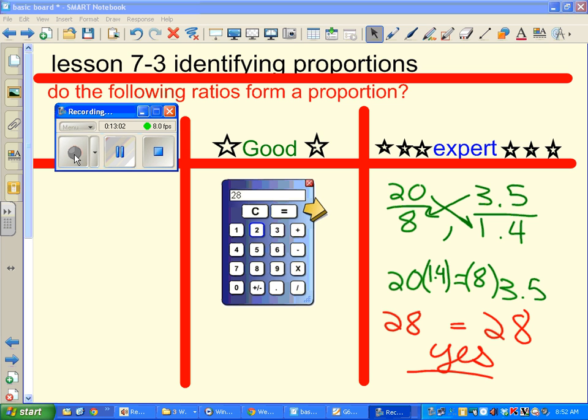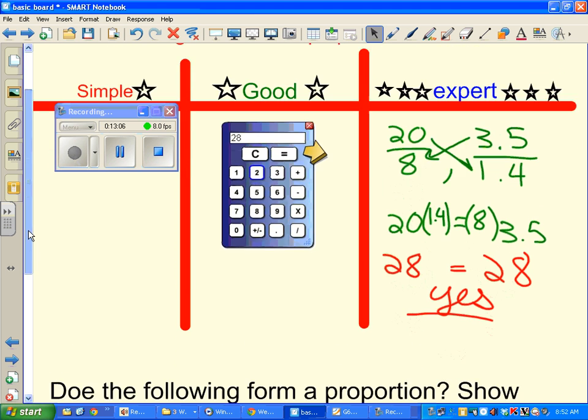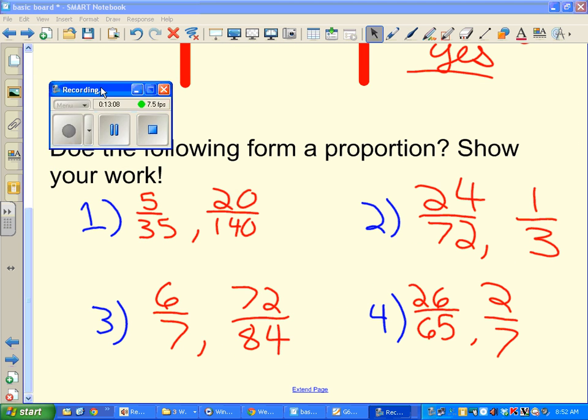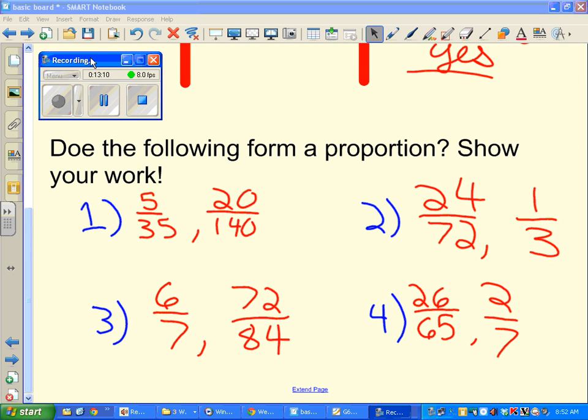Okay, and if you followed along and did the good, simple, and expert way, and feel you have a strong grasp of it, here are your problems that you must do before I'll let you start your homework. Go ahead and do these. Come and see me to see if they're correct. Make sure you show all your work, and then we're good.